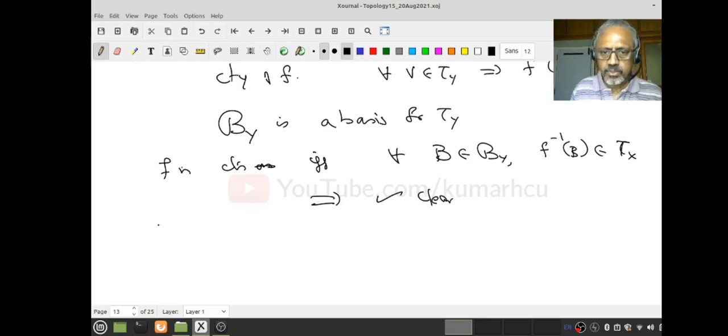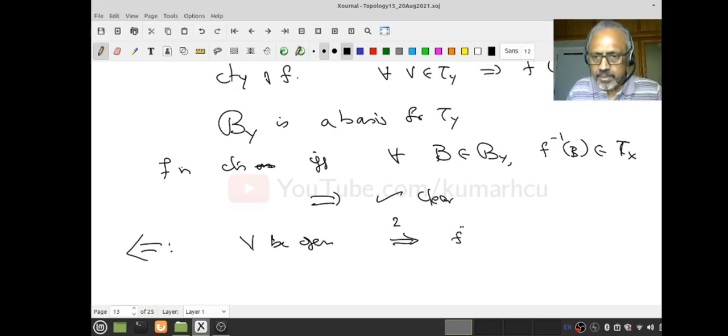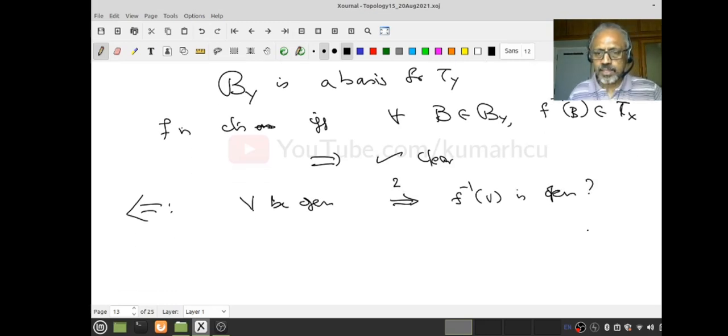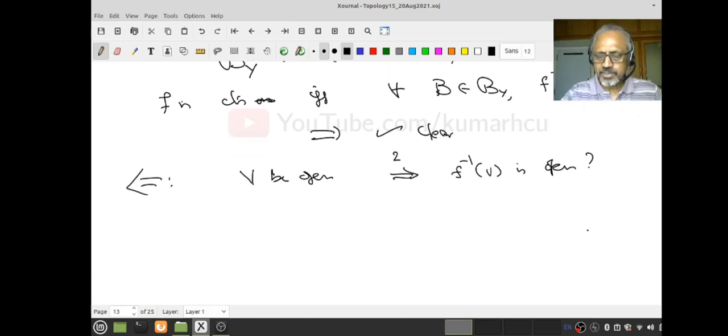Right? So now let us prove the other way around. So let V be open. Now what is it I have to prove? I want to prove whether f inverse of V is open. Now what was our important trick, trade secret, to prove f inverse V is open?